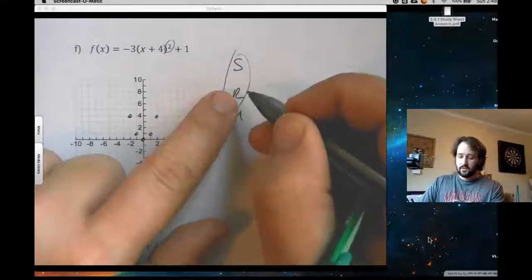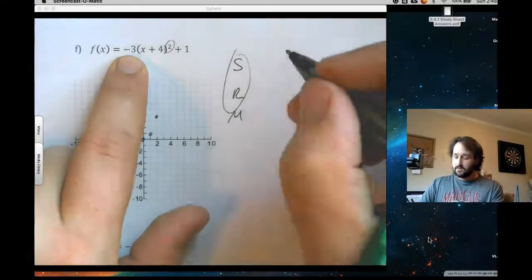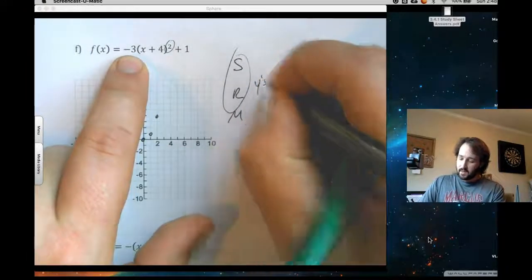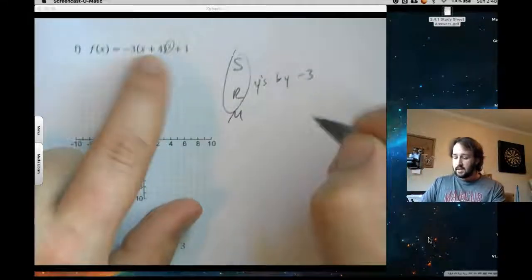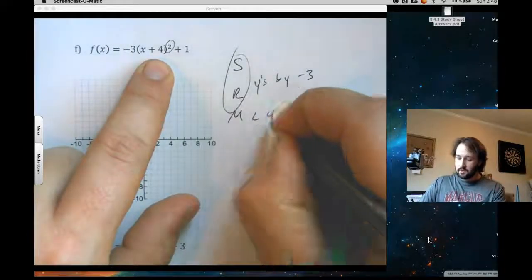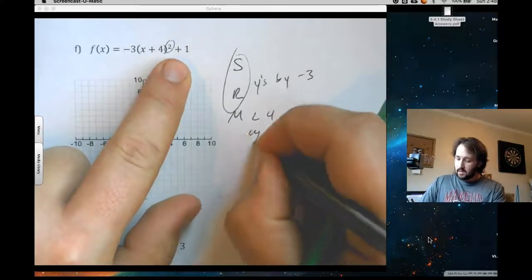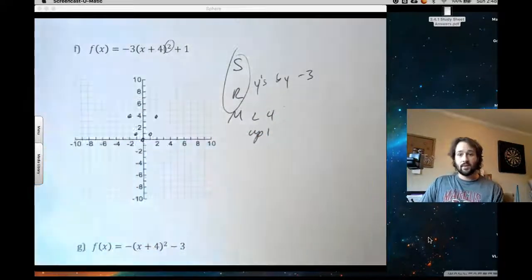So with the stretch and reflect, I notice I have a -3 on the outside. So I'm going to do y's by -3, right? It's not with the x. And then I have a left 4, so I'm going to do the opposite, and an up 1, because it's on the outside, it's not with the x.